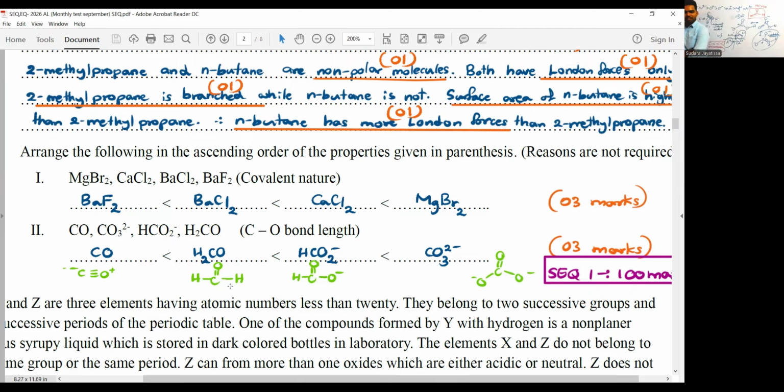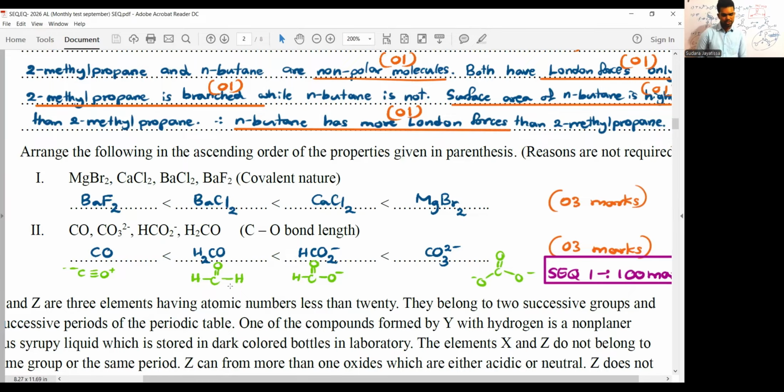And the final one is about carbon monoxide, bond length. You can see the structures I gave you here in the green color. Carbon monoxide is having a triple bond. And H2CO, this is the structure, it is having a double bond. But look at the other two structures, HCO2 minus and CO3 2 minus. Those are having carbon-oxygen double bond and carbon-oxygen single bonds also.